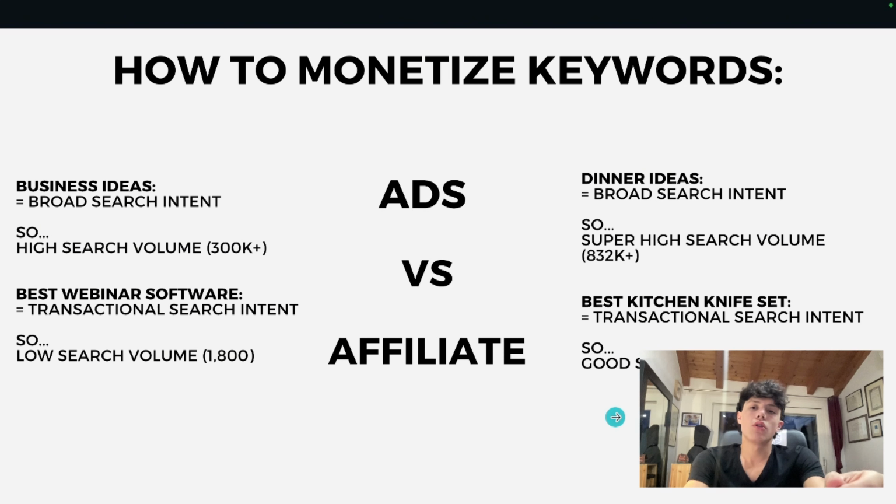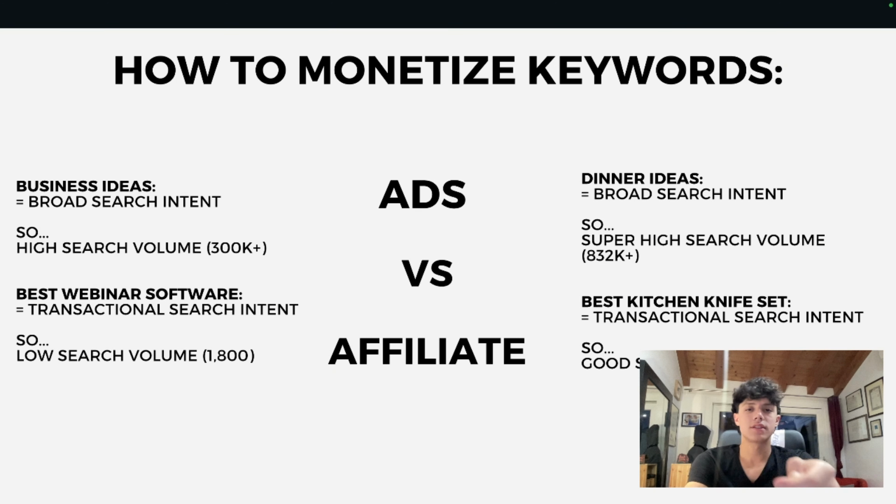Now, let's go over how to monetize keywords with ads versus affiliate. Let's take business ideas, for example. Business ideas is a really broad search, with a really broad search intent. So it has a really high search volume, because business ideas is not something specific. You could have an idea about starting a restaurant, an e-commerce brand.